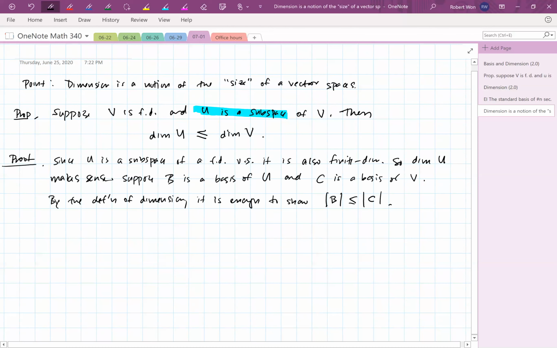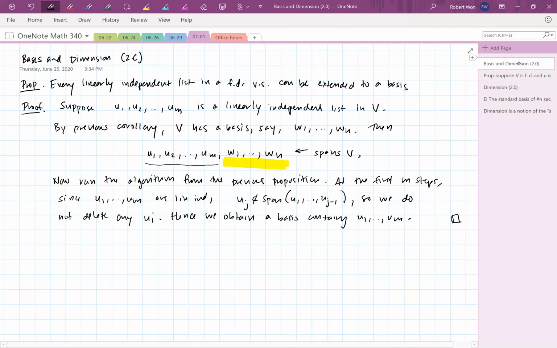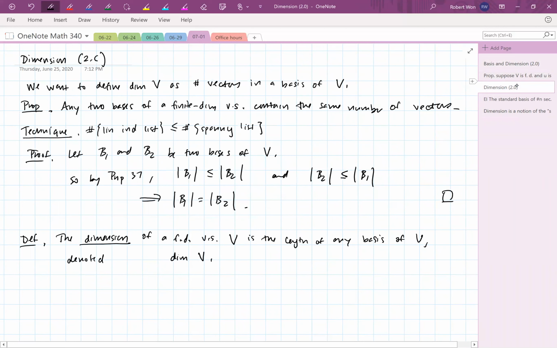Well, do we have any result that will do this for us? Actually, we saw a result earlier in lecture that gave us something just like this, right? Where is it? Here. We have this result that any linearly independent list in a vector space has size less than or equal to any spanning list.